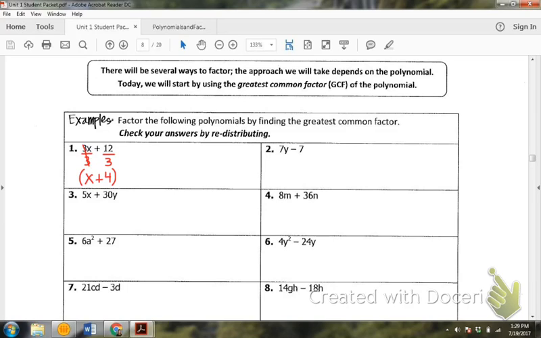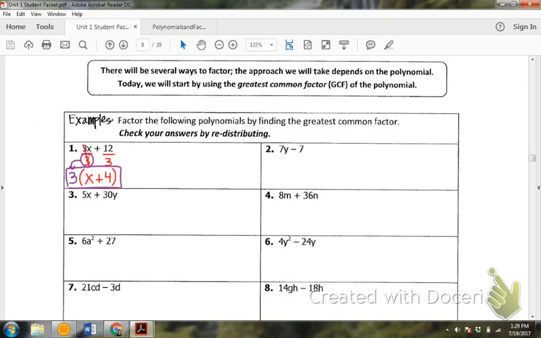Say that louder, Ashley. Put the 3 on that side. So whatever you factor out doesn't go away, it goes to the outside. So your answer here is going to be 3 times x plus 4. Okay? It doesn't go away. And if you don't put the 3 there, your answer is going to be incorrect. And you will not get points for it.